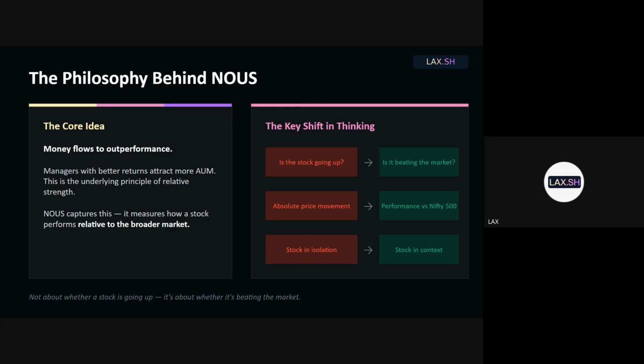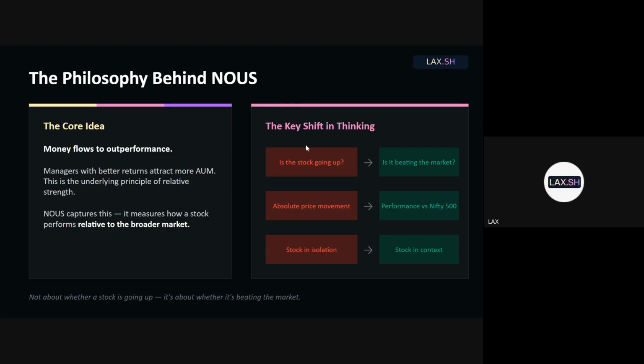So the limited point is that managers with better returns attract more AUM, simply because outperformance is what makes people take notice and put more money. So the underlying principle of relative strength that we have built in is that something that is doing good is likely to do better. And it does that by comparing itself with the broader market.